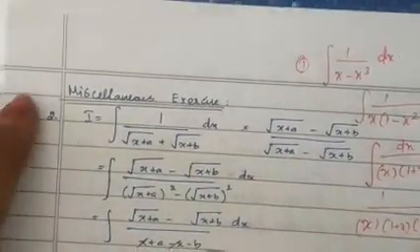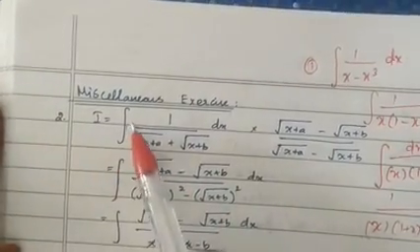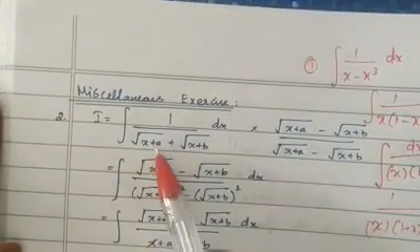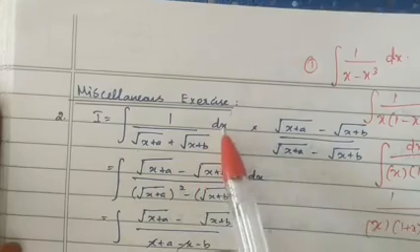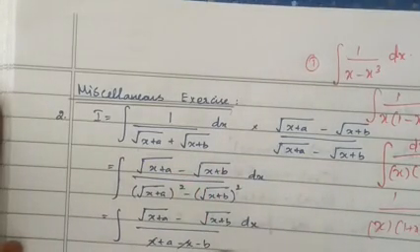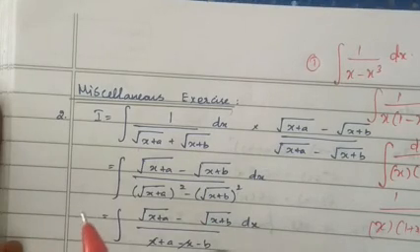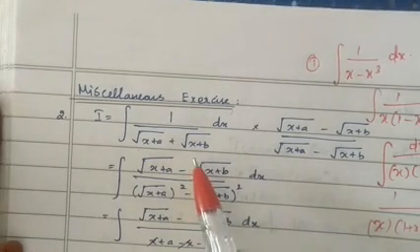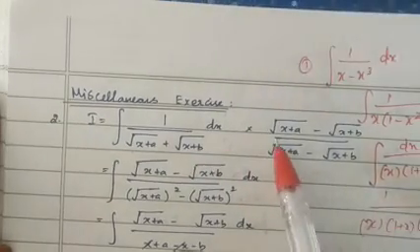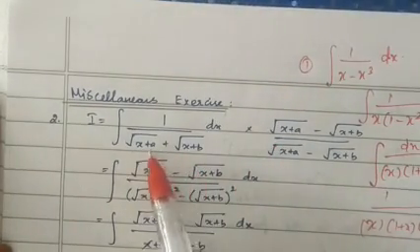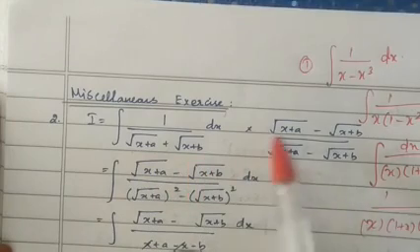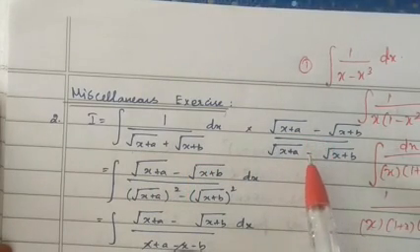The next, second sum: I equals integral of 1 divided by root of x plus a plus root of x plus b, into dx. Whenever there is a root term in the denominator, what we have done is conjugation. Therefore, here also we are going to use the conjugation method. The conjugate of root of x plus a plus root of x plus b is root of x plus a minus root of x plus b. So, I am going to multiply and divide by that.